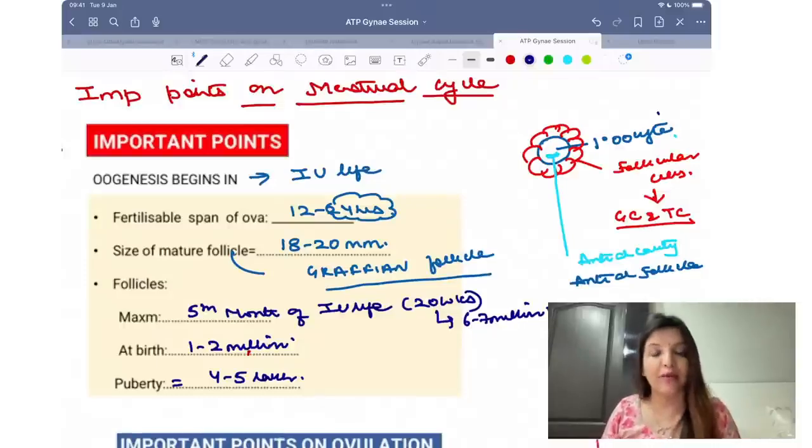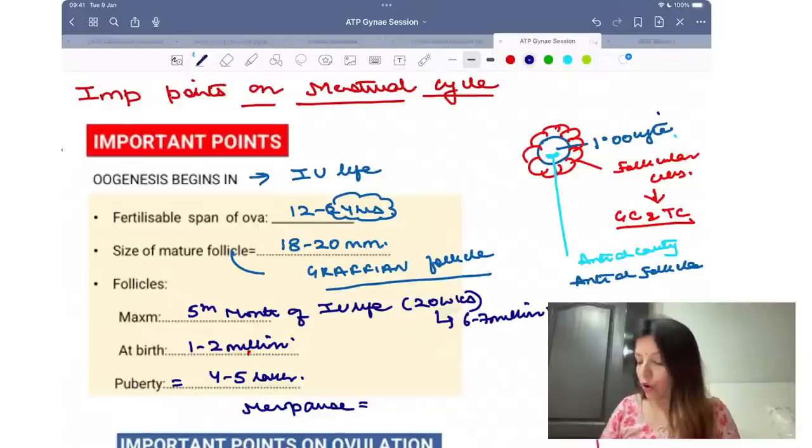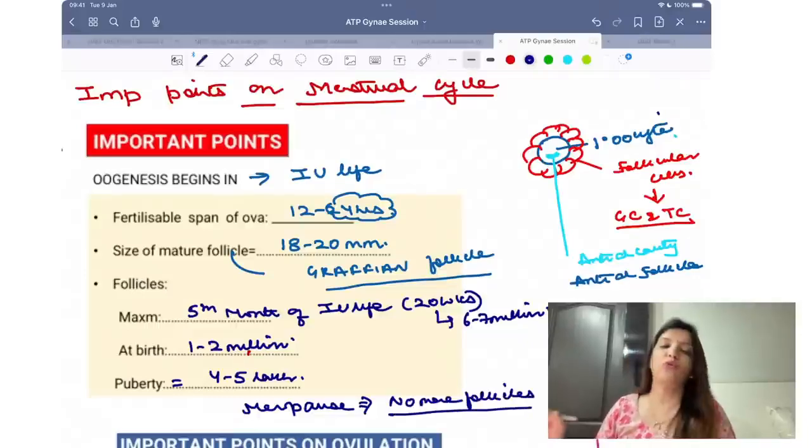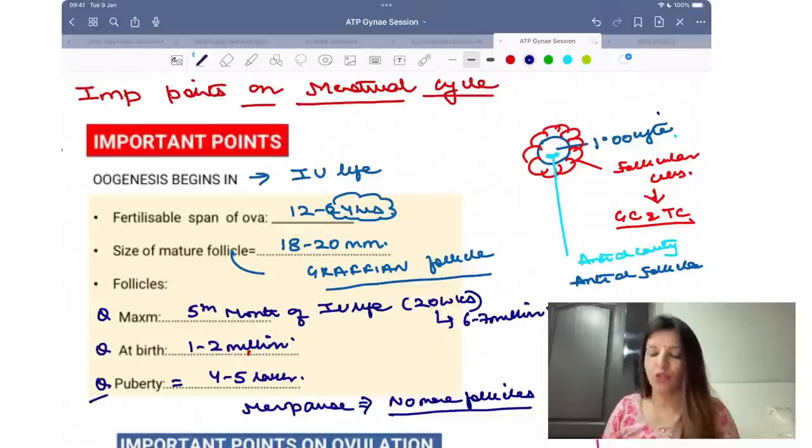And what do you understand by menopause? Menopause is a condition where there are no more follicles. When there are no more follicles in the ovary, that condition is called menopause, right? So these are all very, very important questions which they keep on asking you.